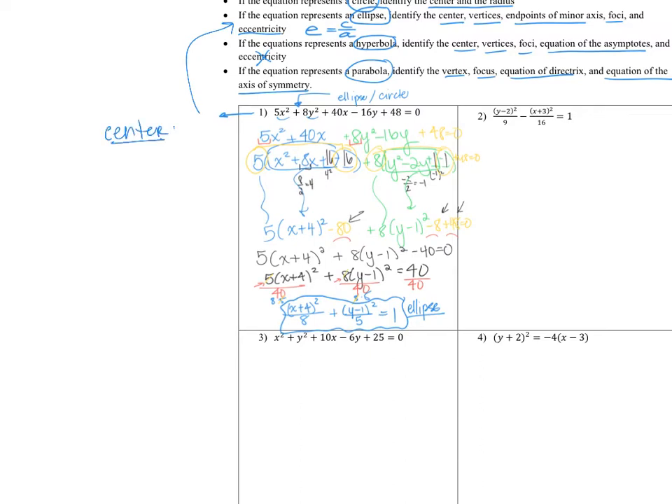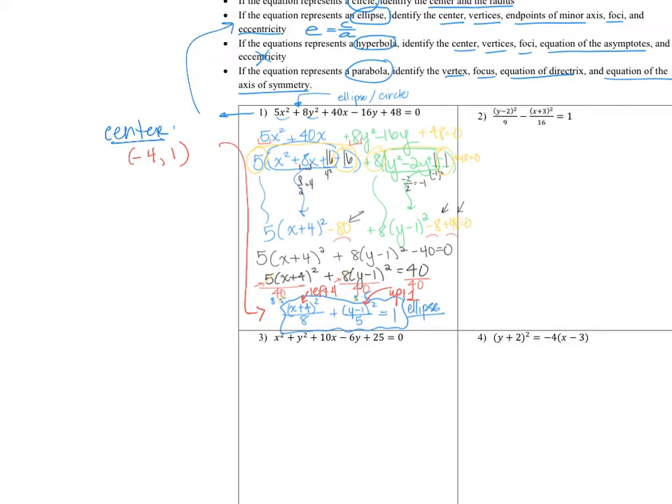So I know that our center for our equation is, let's see, that plus 4 means left 4. The minus 1 means up 1. So left 4 and up 1. We have our center is negative 4, 1.